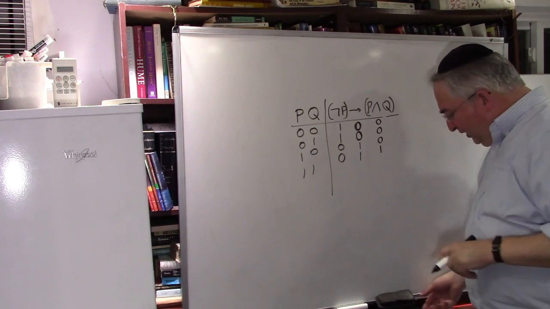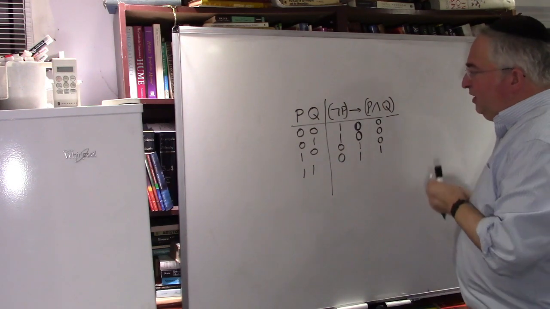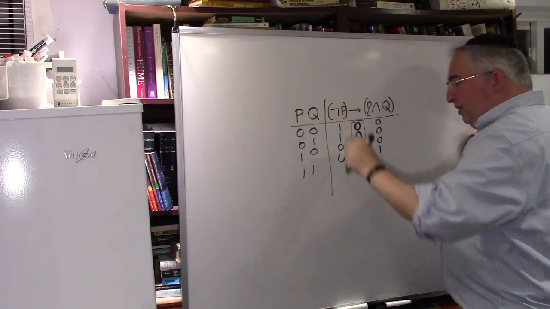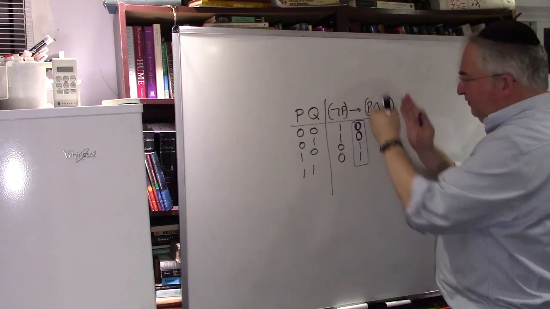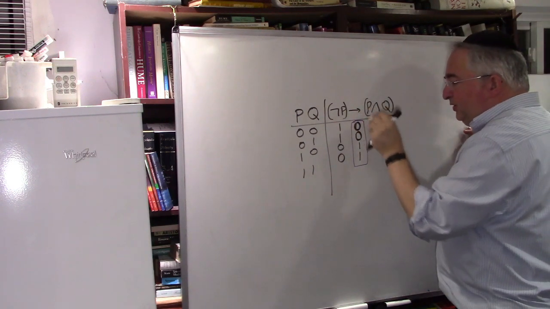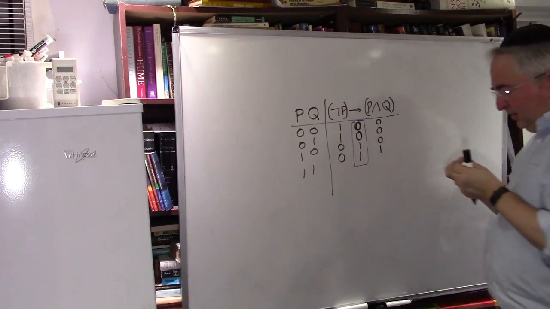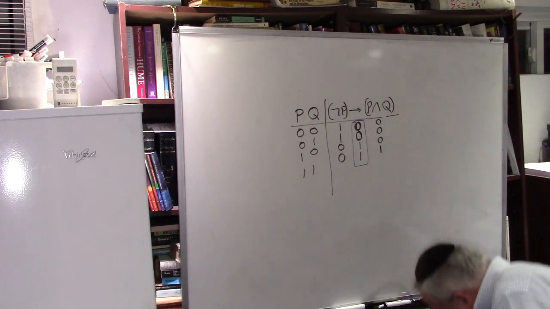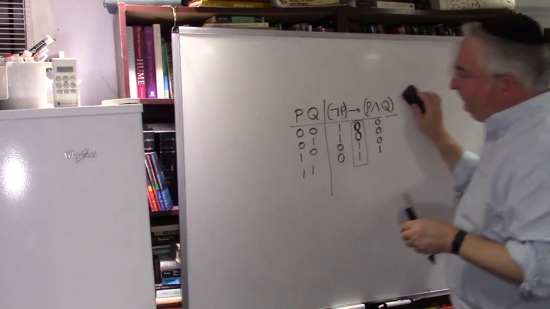Okay? And this is the final answer of the truth table. This is the final answer of this part. This is the final operation. So this is the final answer of that part. Okay? Sounds good? Okay, let's do another one.